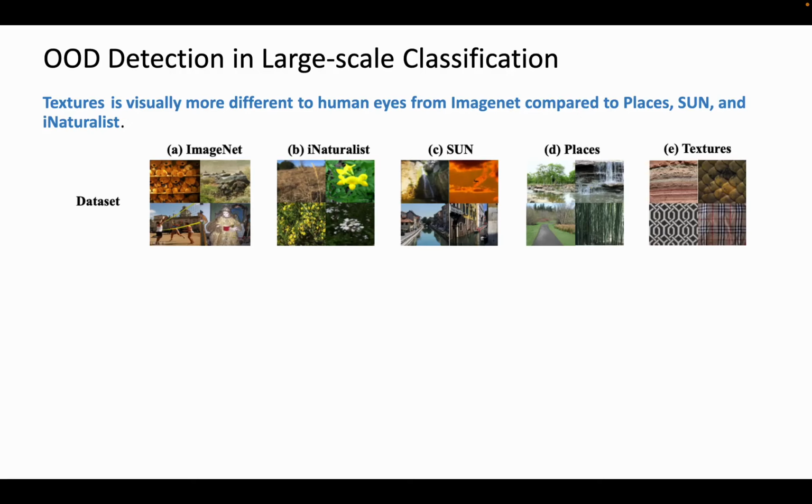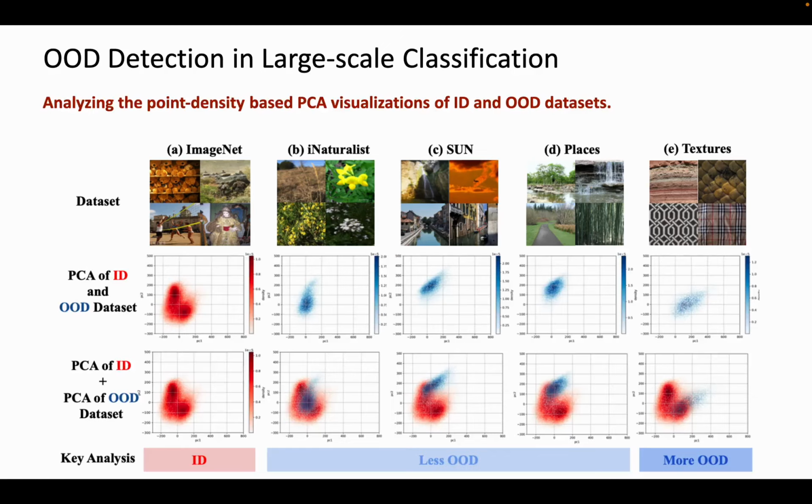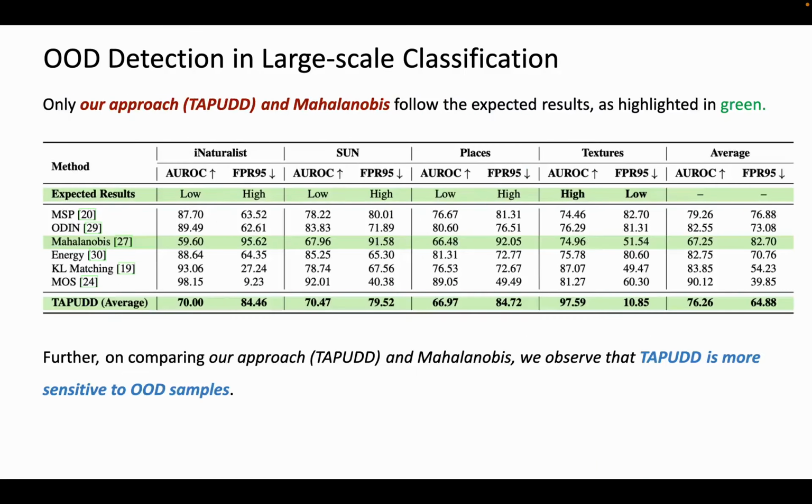OOD detection in large-scale classification. Since the shift in OOD detection datasets increases in a continuous manner, it is non-trivial to determine for which OOD datasets the score should be high. To this end, we perform an analysis and observe that Textures is visually different from ImageNet and hence it is more OOD. Further, we apply PCA on the feature representations to visualize the location of samples and observe that most of the samples from Textures are located away from those of ImageNet, thus indicating that Textures is more OOD.